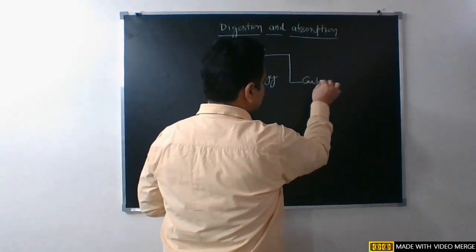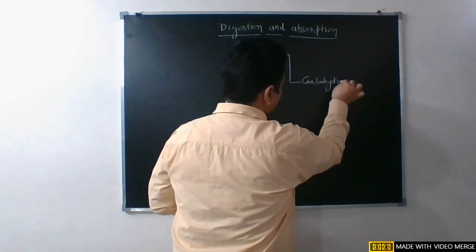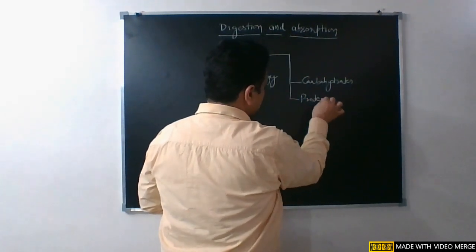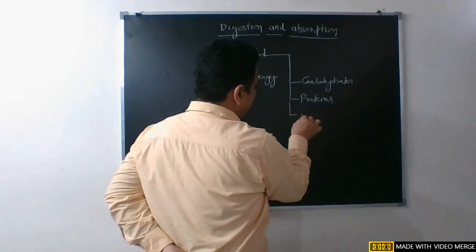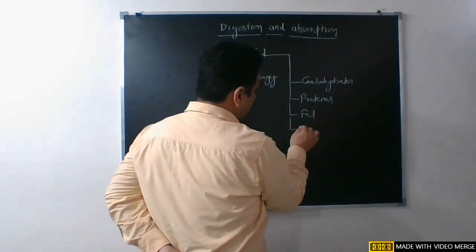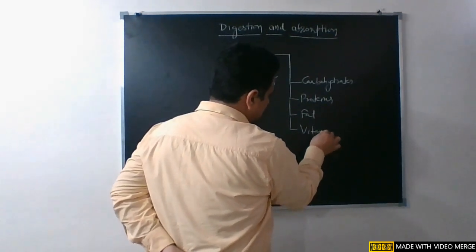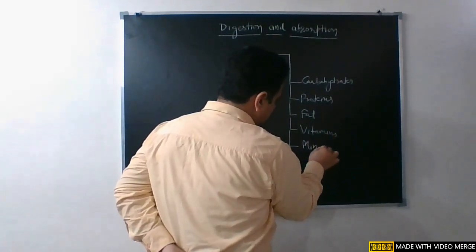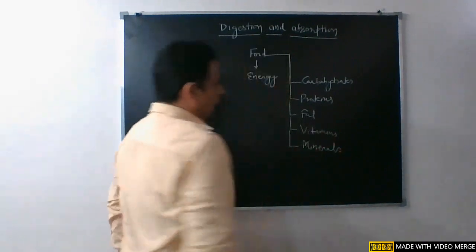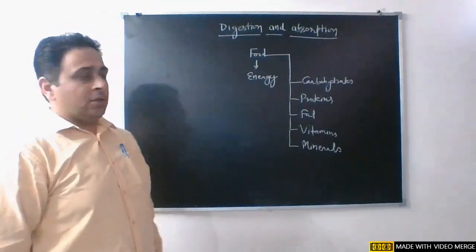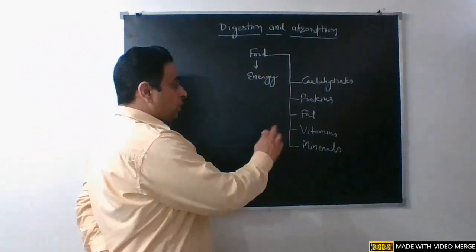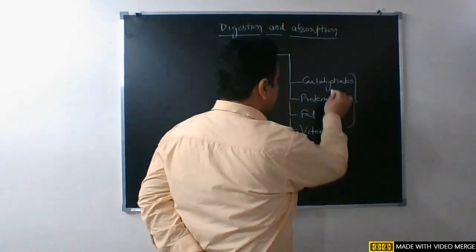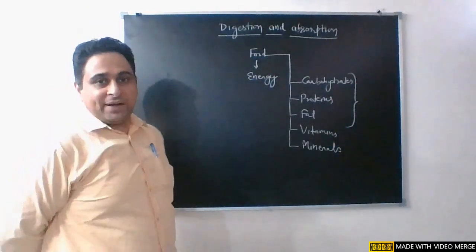carbohydrates, proteins, fats, vitamins, and minerals. Among these, students, the most important ones, which are required in large quantity, are the first three. They are carbohydrates, proteins, and fats.